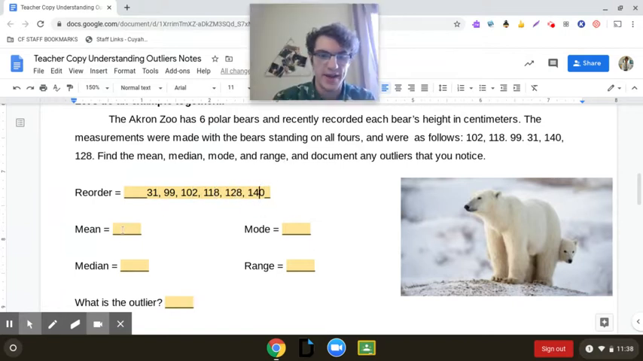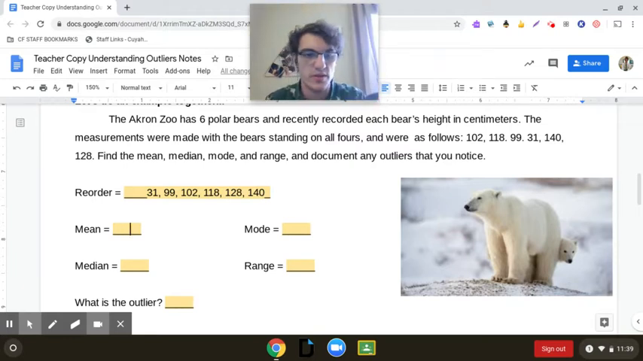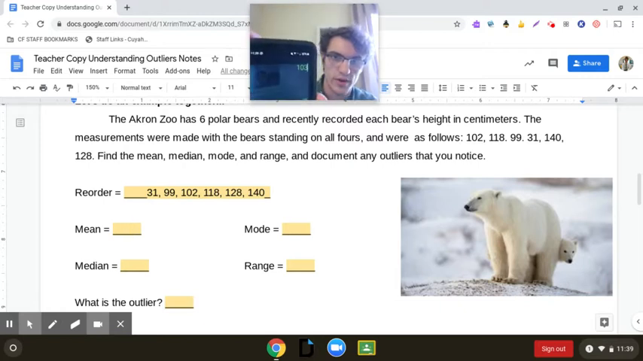So let's find the mean, median, mode, and range. I'm going to start with the mean. Again, that is adding up your data. So I'm going to add 31 plus 99 plus 102 plus 118 plus 128 plus 140. You could do this on your phone, on a computer calculator. I ended up with 618. We're going to divide that by 6 to find our mean of 103.